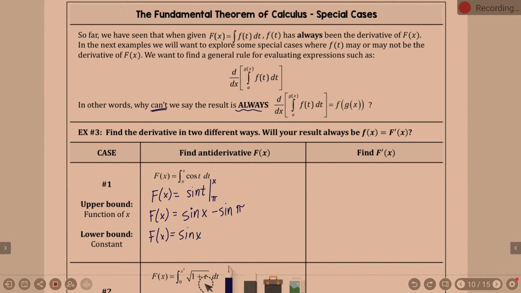Okay. Now, over here in this column, we just found f of x to be sine x, correct? What would be the derivative, f prime of x? Or what would be the derivative?